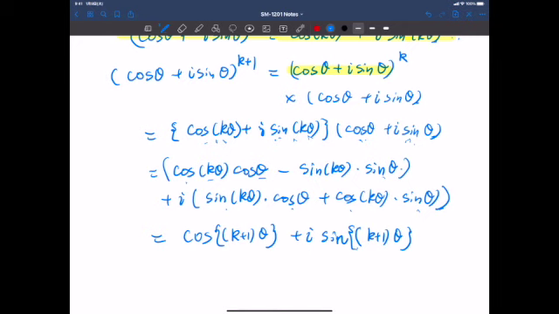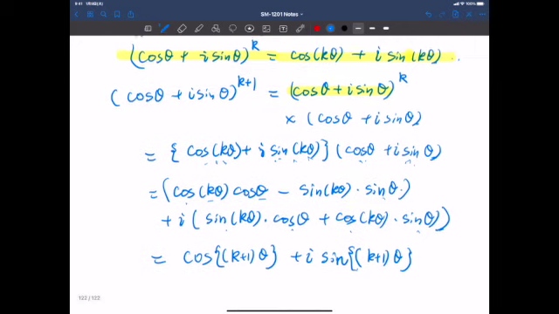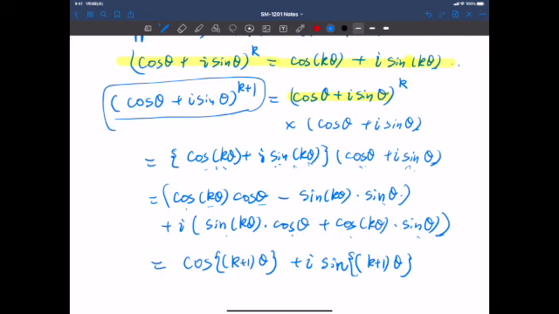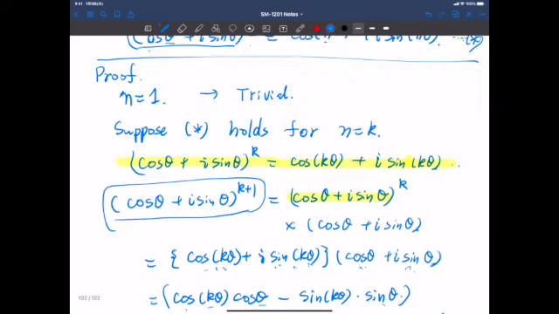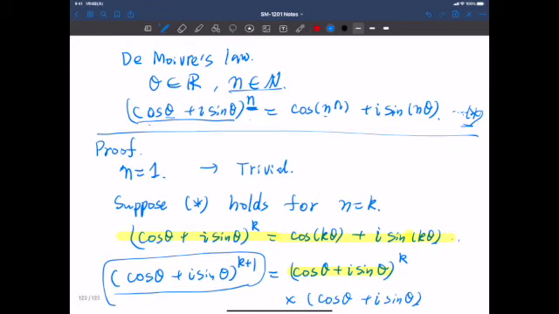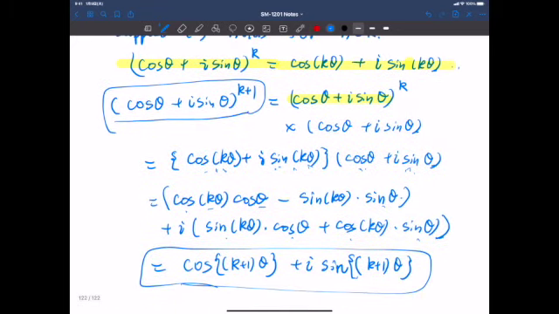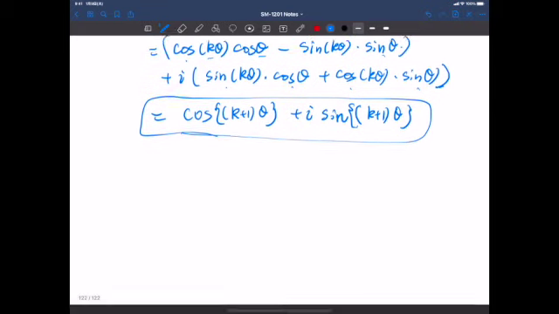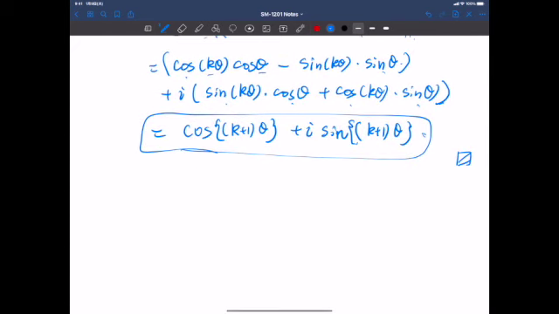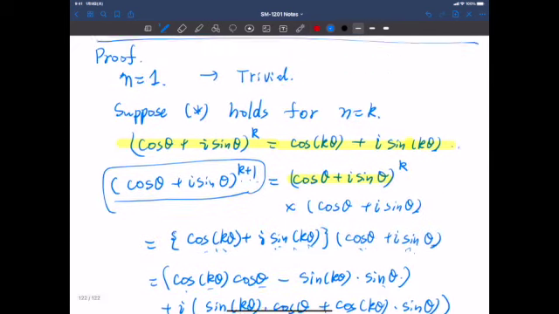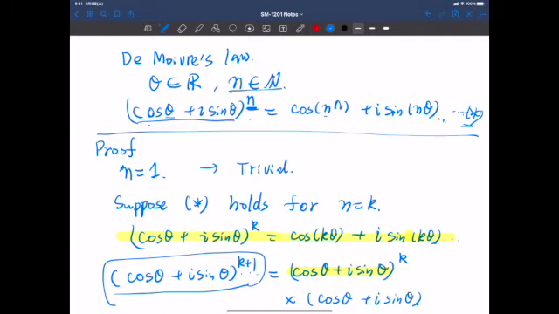Okay? So therefore, this is equal to this. So this equality holds for k plus 1. Okay, so that's the end of the proof. So we have proved this for k plus 1. So this equation holds for any natural numbers.